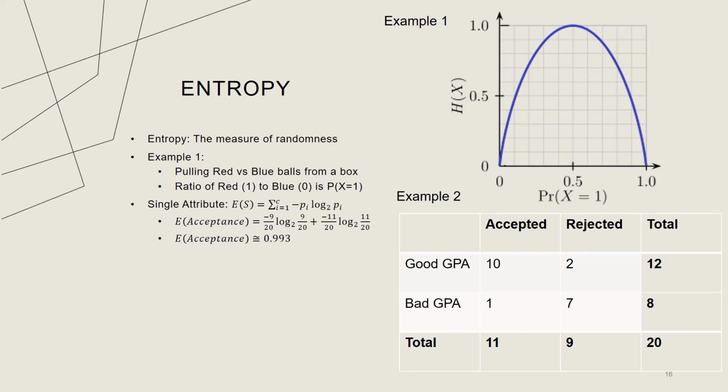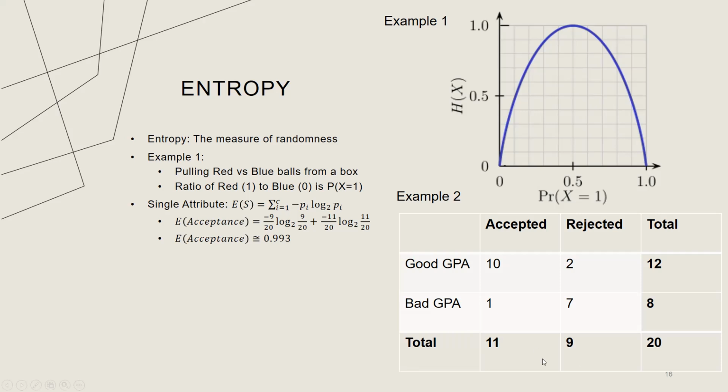So single attribute entropy is the calculation that is the sum of the negative probability times the log base 2 of that probability. Let's look at that for the example of getting accepted into a school. As you can see in this graph, there are 20 people, 11 got accepted, 9 got rejected. So how are we able to estimate the entropy for this? Well, let's use this equation. We're going to be summing over the rejected and the accepted groups.